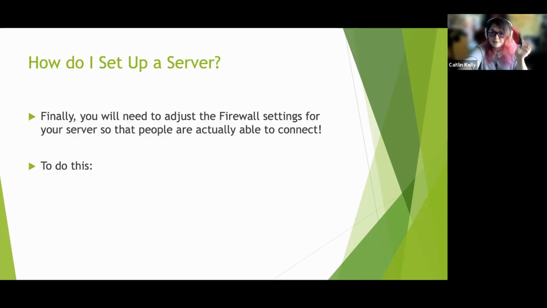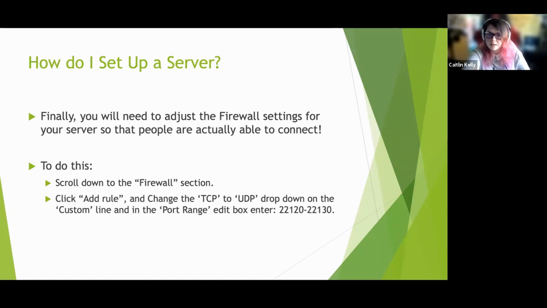And then adjusting the firewall so people can actually connect to the server. This was brought up to me at the start of the talk, so this is how to do that. The first thing you need to do is navigate to the firewall section. You do that the same way that you navigate to the networking section, by clicking manage and then firewall. Then you're going to want to add rule.